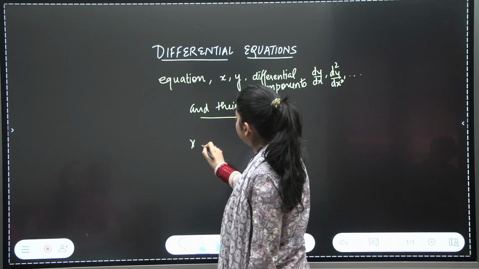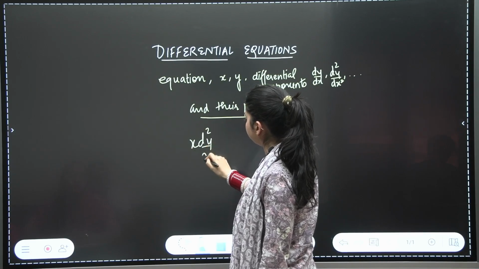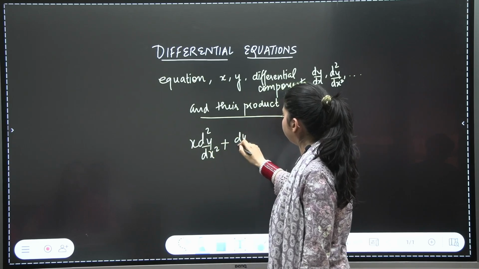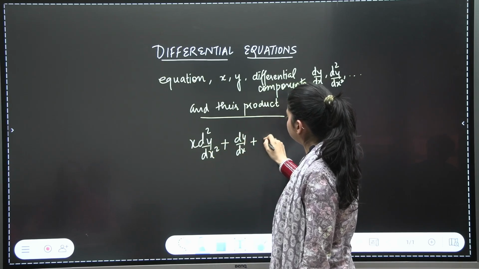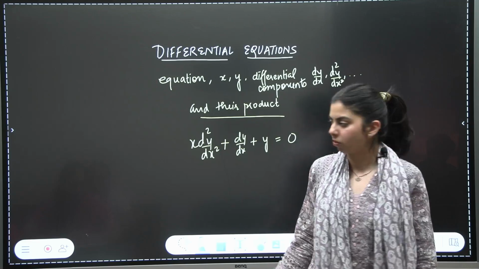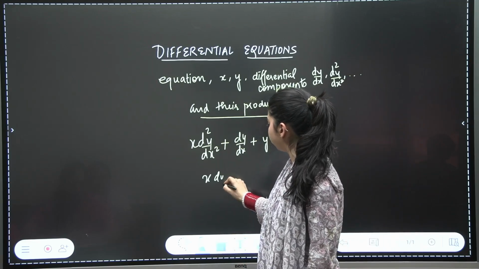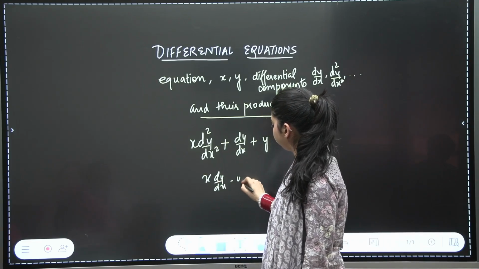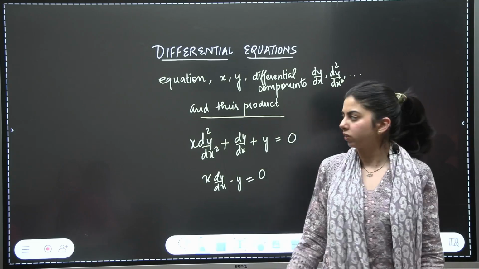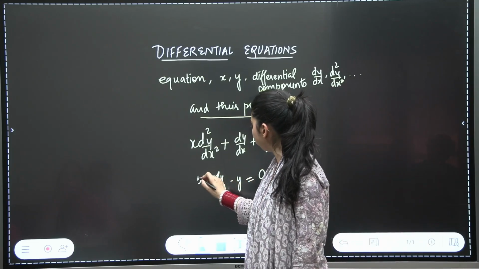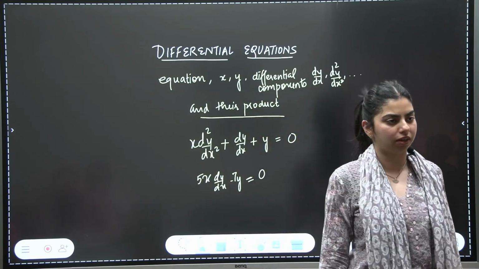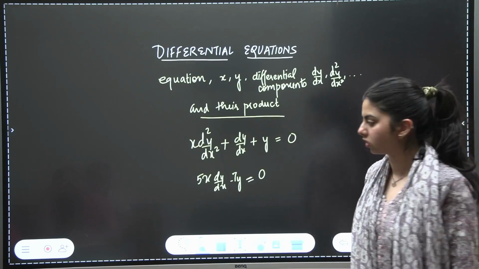To put it simply, something that you've seen that looks like this: x square d square y by dx square plus dy by dx plus y is equal to 0. Or some basic equation, maybe x dy by dx minus y is equal to 0. These are all differential equations. I can just put in some numbers here, that would not change anything. So this is what a differential equation looks like.